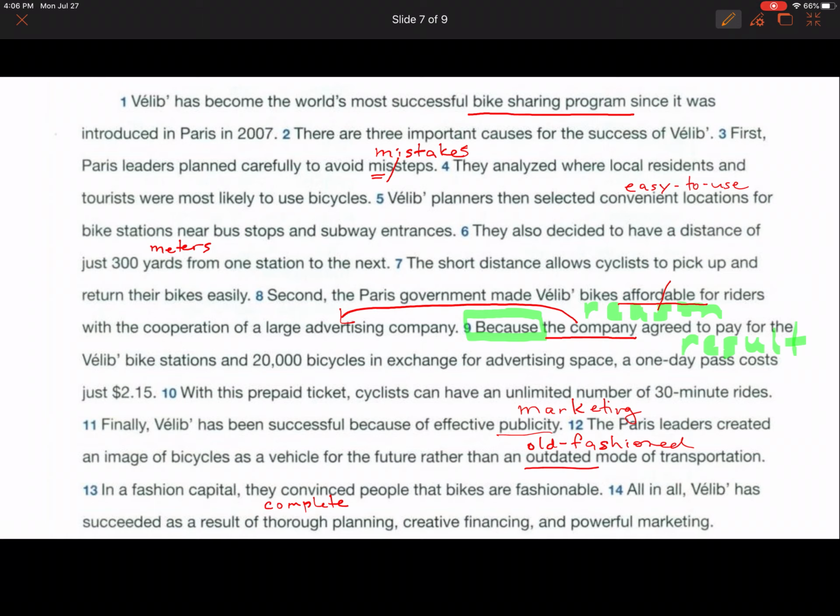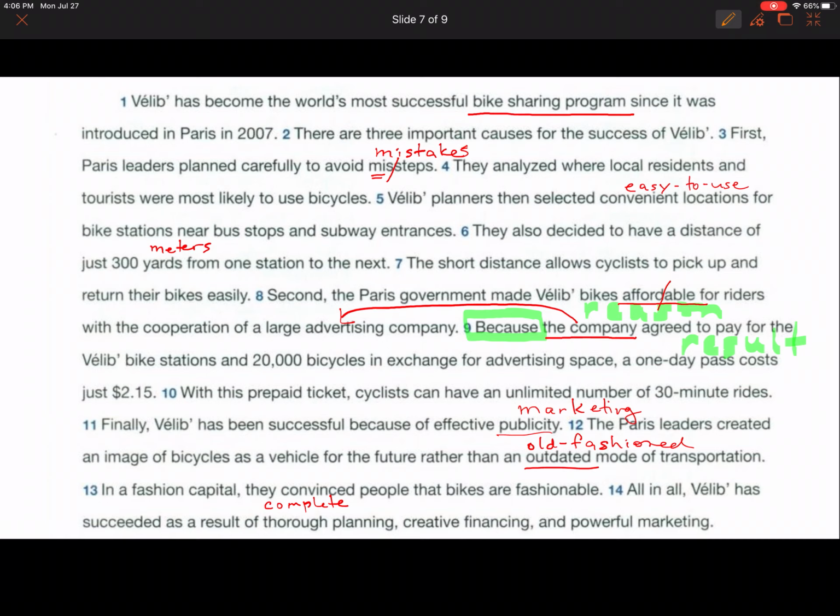So the city, Paris, got the program paid for, and the advertising company got free advertising space. It's pretty smart, isn't it? Pretty clever. Okay, let's read sentence 9 again completely. Because the company agreed to pay for the Vélib bike stations and 20,000 bicycles in exchange for advertising space, a one-day pass, so a one-day Vélib pass, costs just $2.15. With this prepaid ticket, cyclists can have an unlimited number of 30-minute rides.